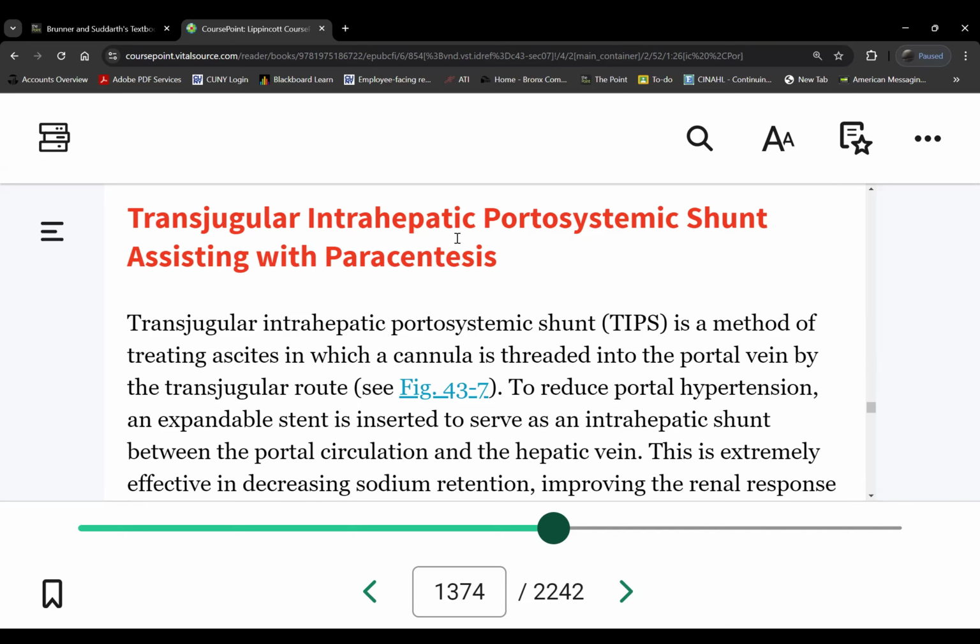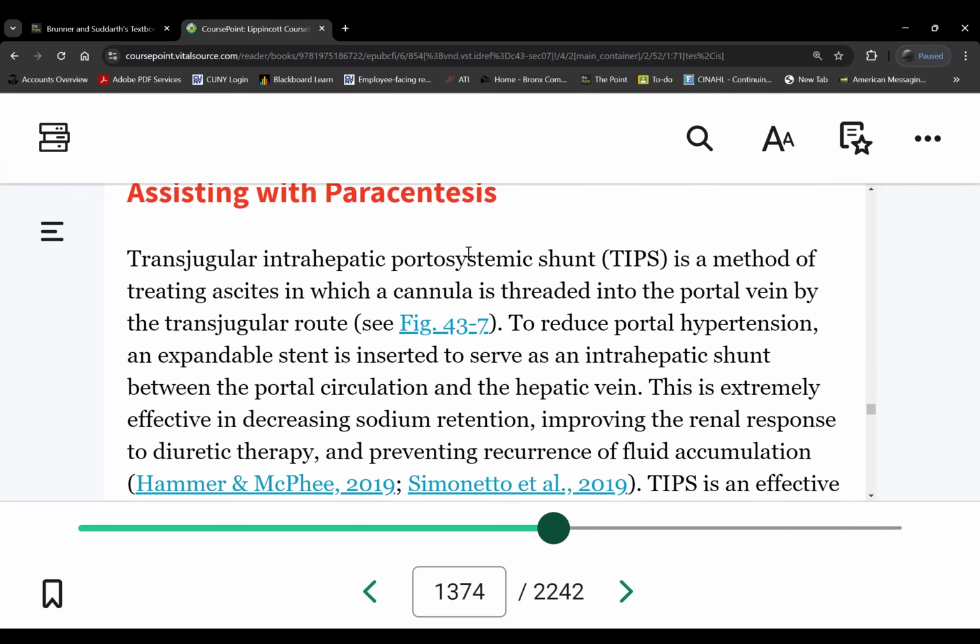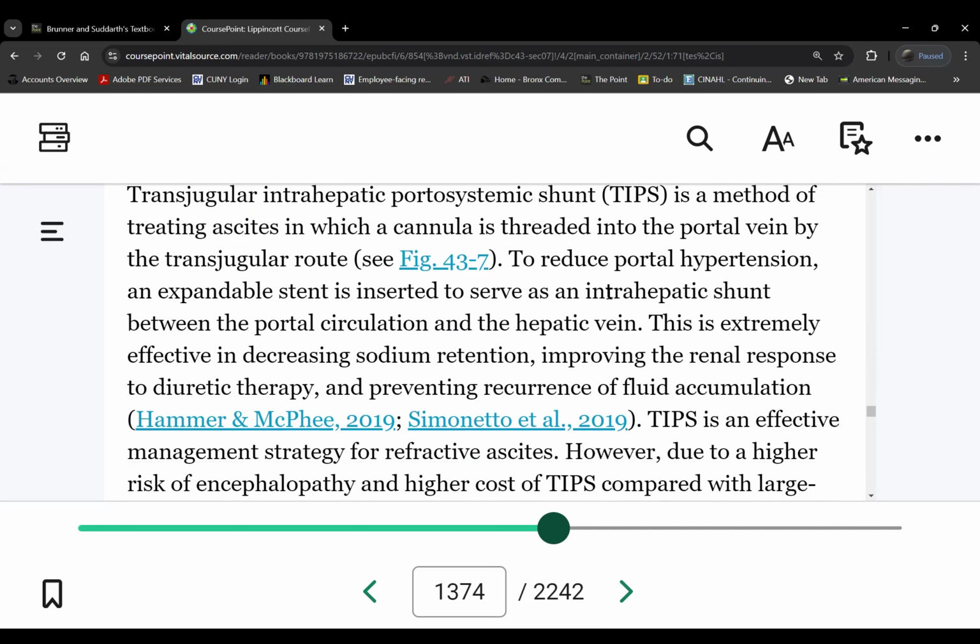We don't do this routinely because there are consequences related to TIPS, meaning it's not really a good idea because this will actually precipitate or, if not, worsen encephalopathy. We'll discuss encephalopathy in the last part. So this is an option. TIPS stands for transjugular intrahepatic portosystemic shunt. So what's the indication again? Assisting with paracentesis. So you don't have to put the patient on paracentesis repeatedly. So you just do this instead.